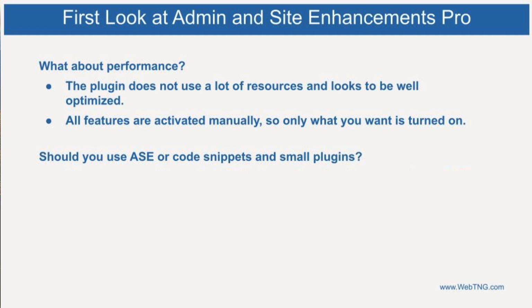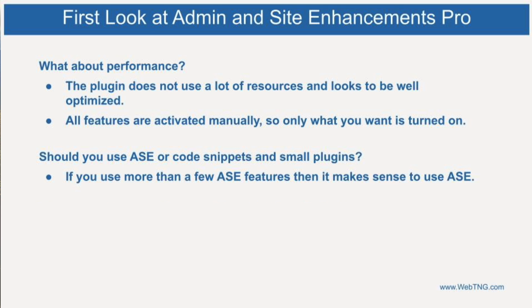I also mentioned that I and many other people use small dedicated plugins or code snippets for a number of the features that are found in ASE. And that raises the question, is it better to use a code snippet or a dedicated plugin, or is it better to use ASE? My thinking is that if you're using more than a few of the features of ASE, then it's better to use the ASE plugin. The Pro version of ASE does use Freemius, though it's not intrusive. There are no Freemius screens on your site once you enter your license.